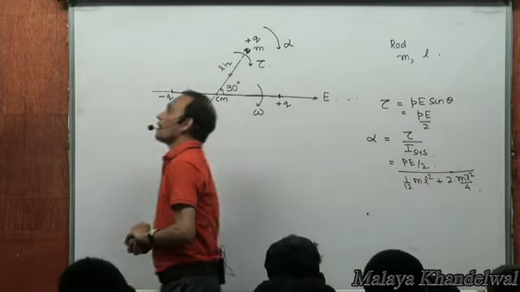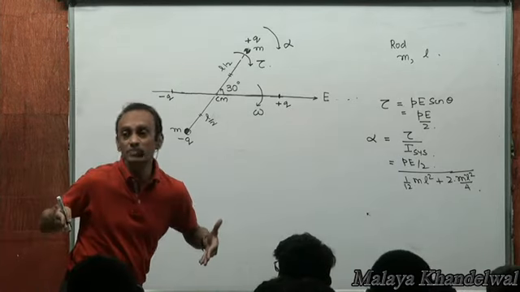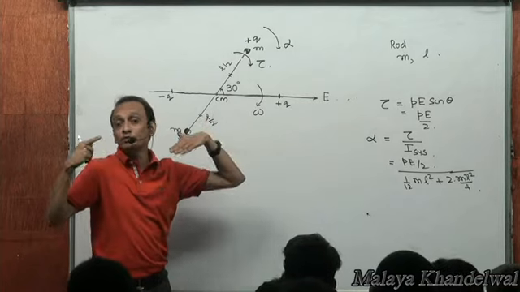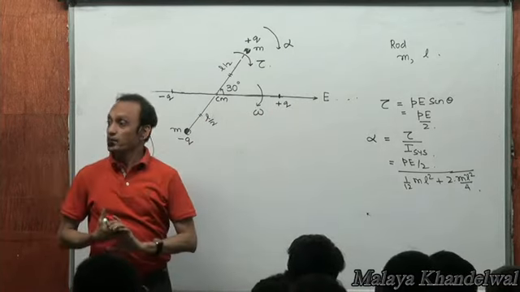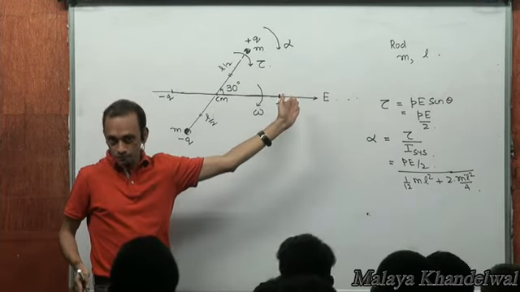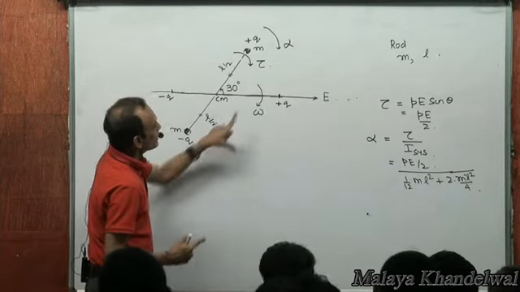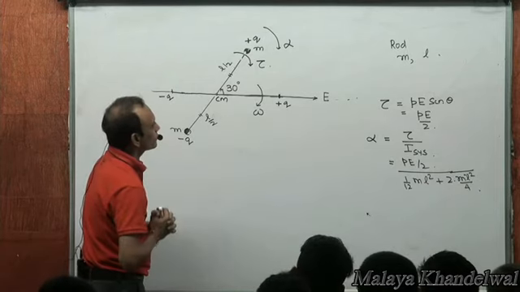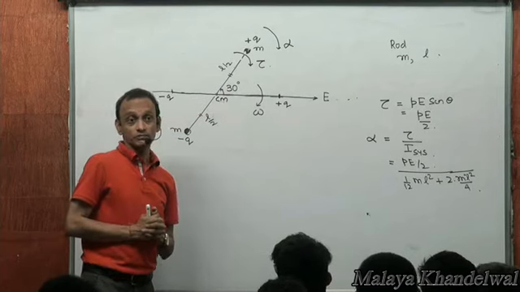Suppose I want to be able to compute the omega when the rod gets into a stable equilibrium. This is the stable equilibrium state of the rod, right? I want to compute the angular velocity of the rod when it gets into a state of stable equilibrium. That is, theta equal to 0 is a state of stable equilibrium for the dipole, right? Now, I want to compute omega here, right? I'll apply conservation of energy between these two states.